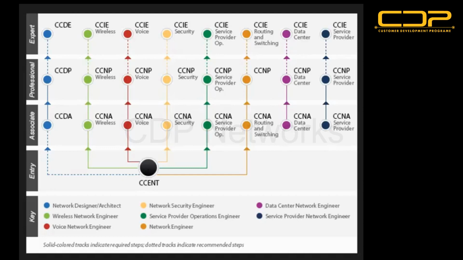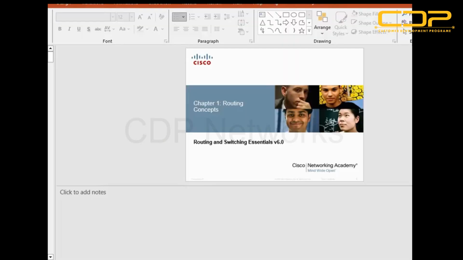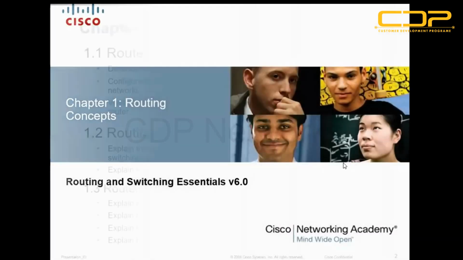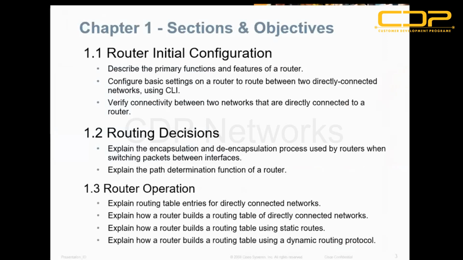We are going to the next slide, with routing and switching. What exactly is routing? We are here to conduct the demonstration and some routing concepts. I need to clear the routing concept first, what exactly is routing, before starting my OSPF practicals. Exactly, sections and objectives in chapter 1: router initial configuration, what is the router initial configuration, routing decisions, and what are router operations. We are conducting these things in the routing chapters.